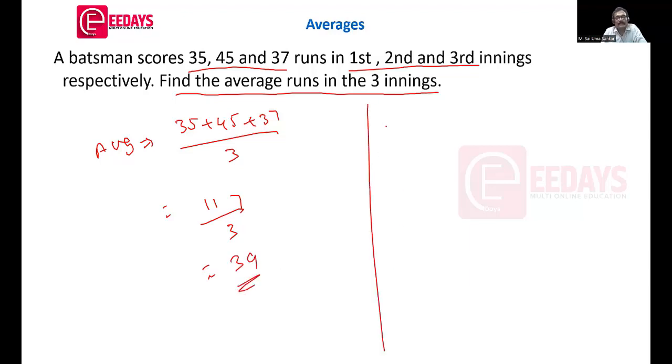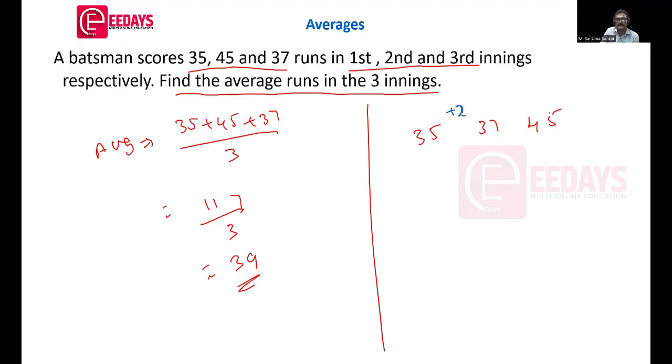Now, what is the other case? The numbers are 35, 45 and 37. First, you write down the numbers in ascending order: 35, 37 and 45. Let us take the middle one as the average. Now, what is the difference between 35 and 37? This is equal to plus 2.